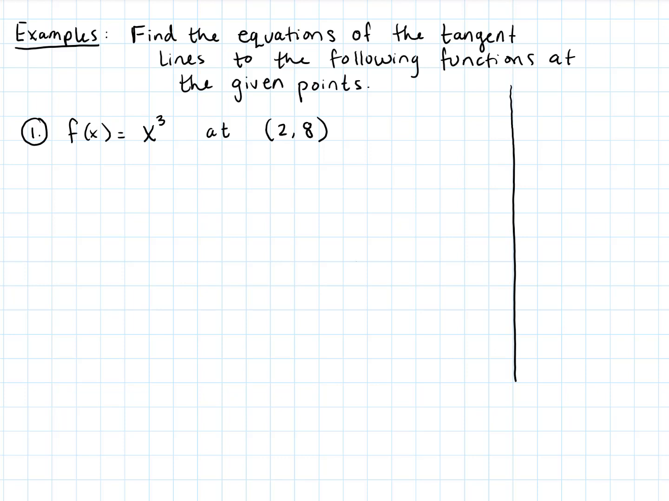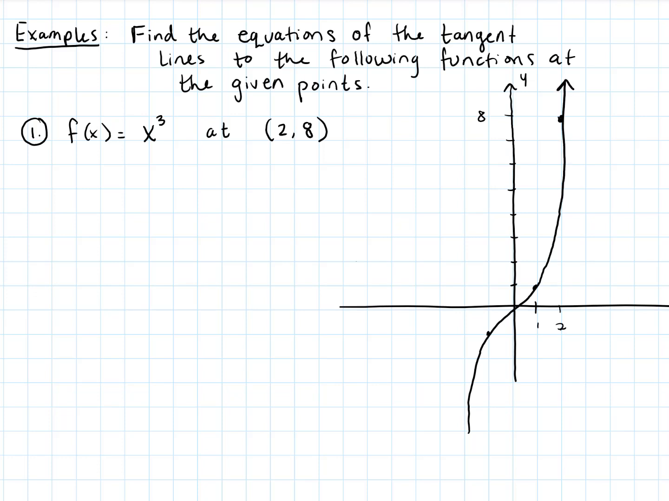Let's see, it's at 2, 8, so I want to make sure I get my scale here. There's x, there's 8 and 1 and 2. It's going to pass through 1, 1, and at 2 will be up here, and we know we've got a graph of a cubic, and it looks something like that. And we are focused in on this point right here at 2, 8, and we want to know not just the slope of the tangent line, but what is the equation of the tangent line.